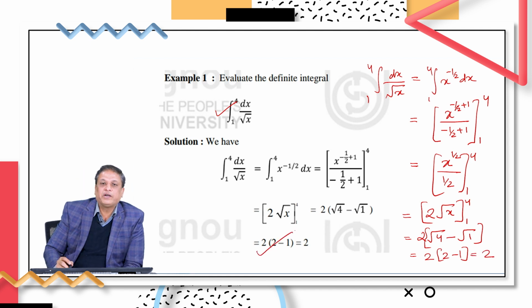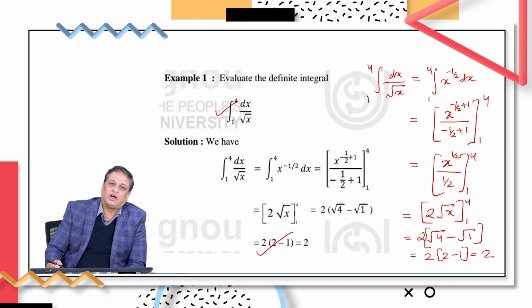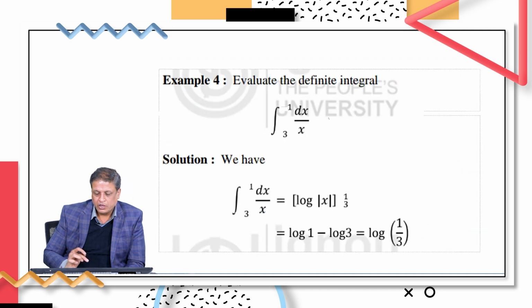So we evaluated the definite integral. Solving definite integral and integral are not different, but the thing is we are given a range, we are given an interval wherein we are supposed to check what is the value of the integral in that particular range.